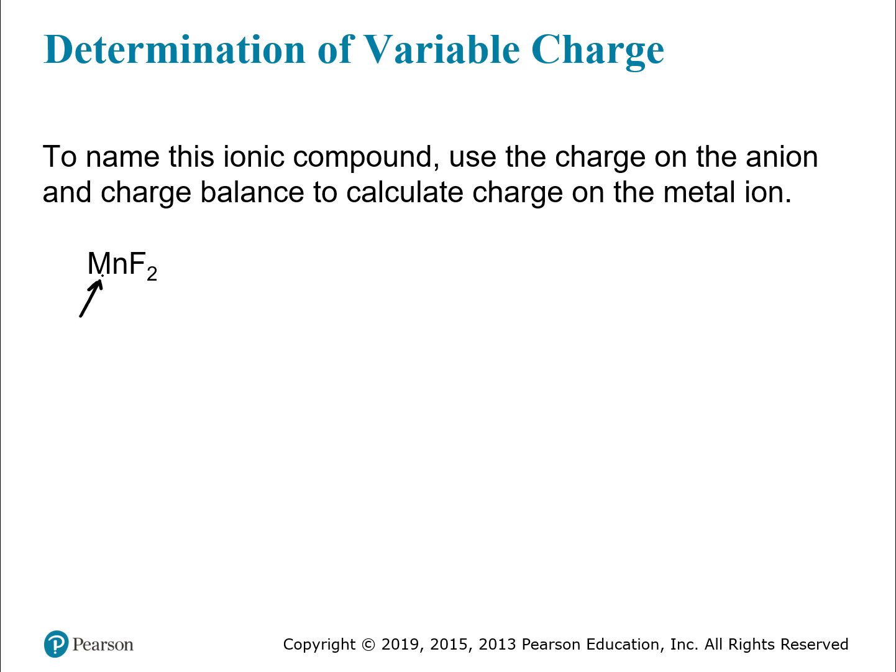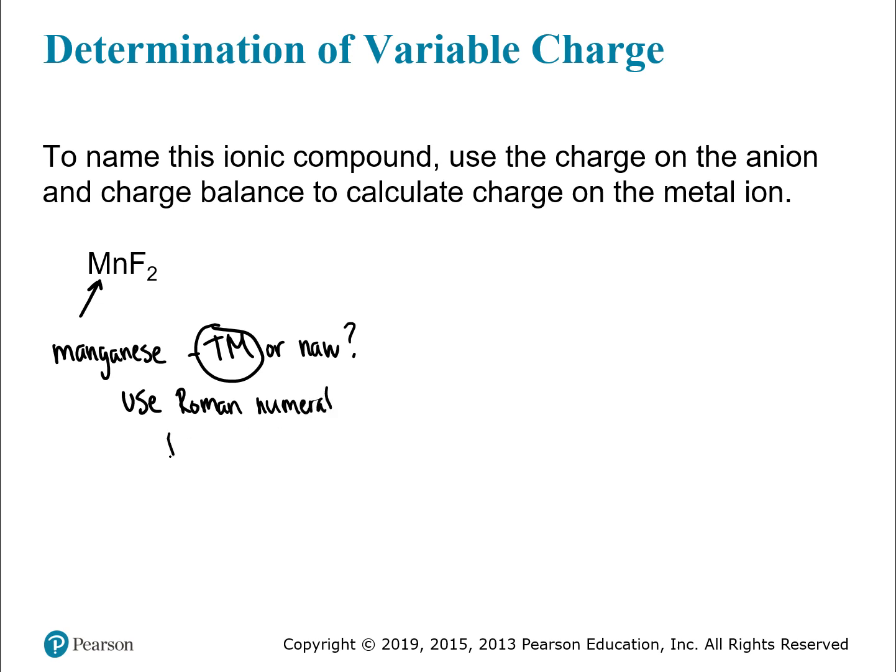Here, Mn, that's manganese. Transition metal or no? It's a transition metal, and it's not an exception. So that means we need to use a Roman numeral to indicate its charge. But we don't know its charge yet. So we've got to leave the manganese alone and go over to the anion.